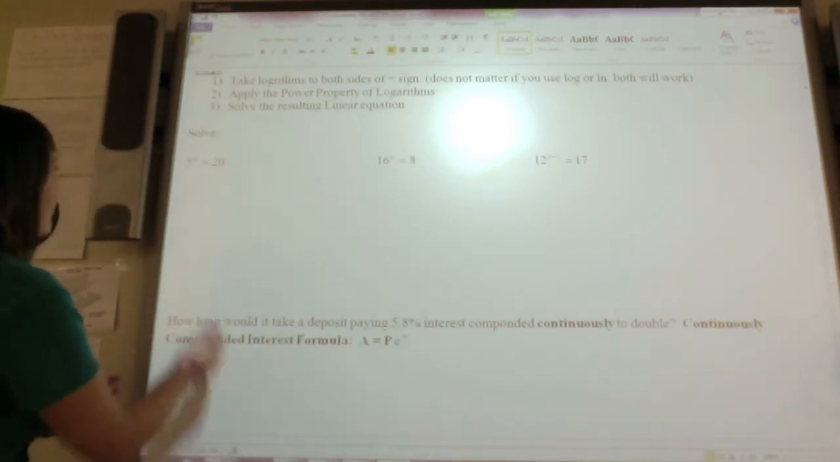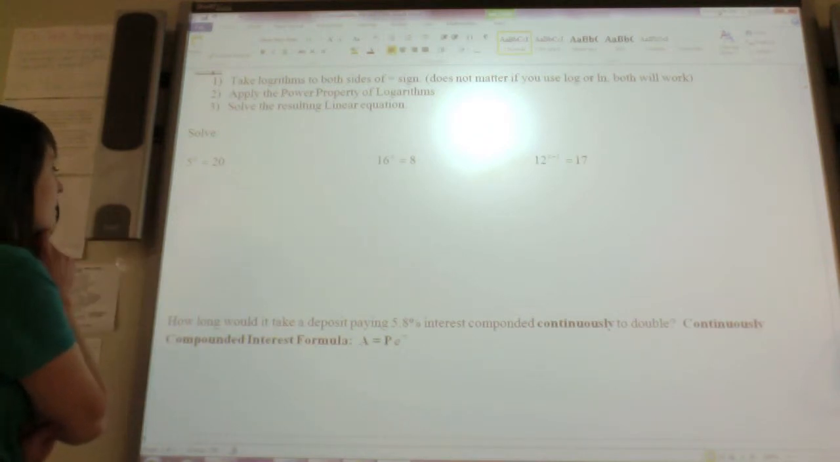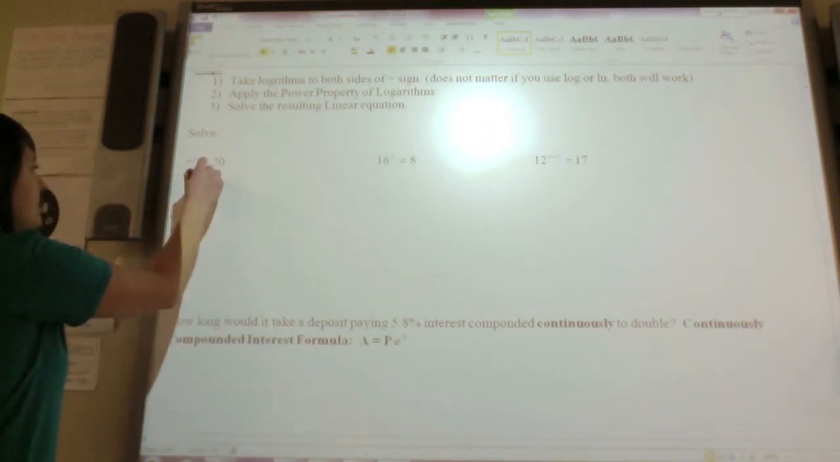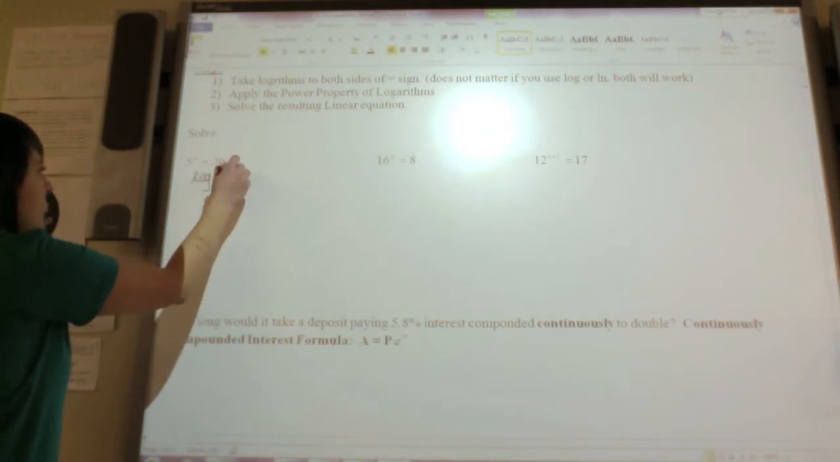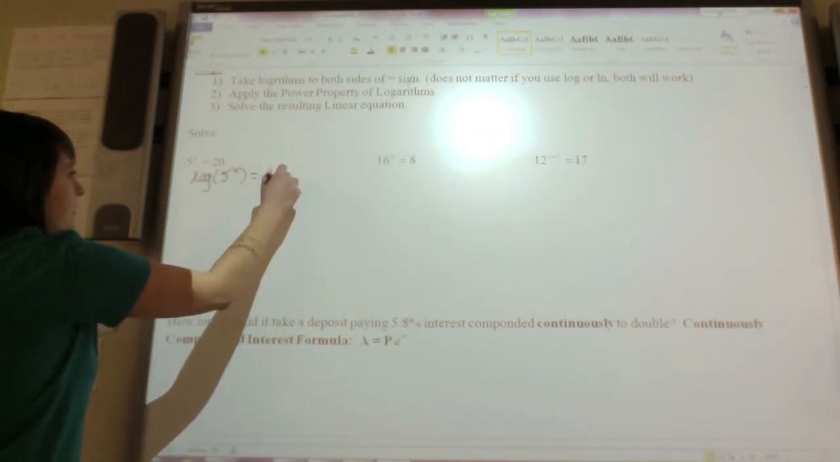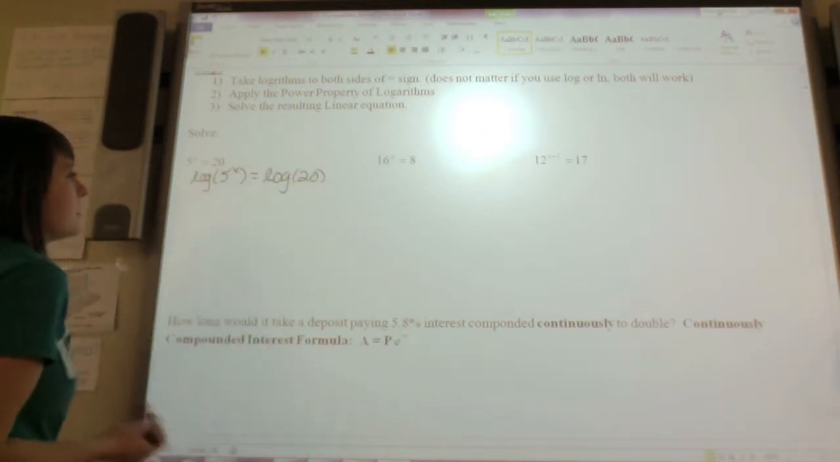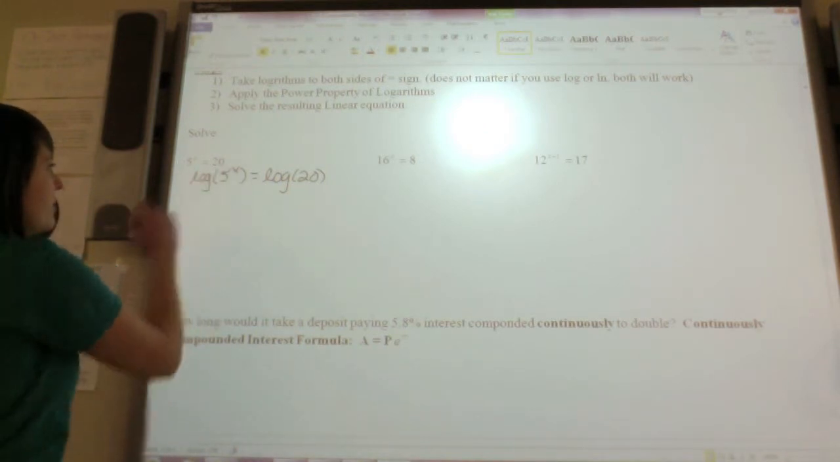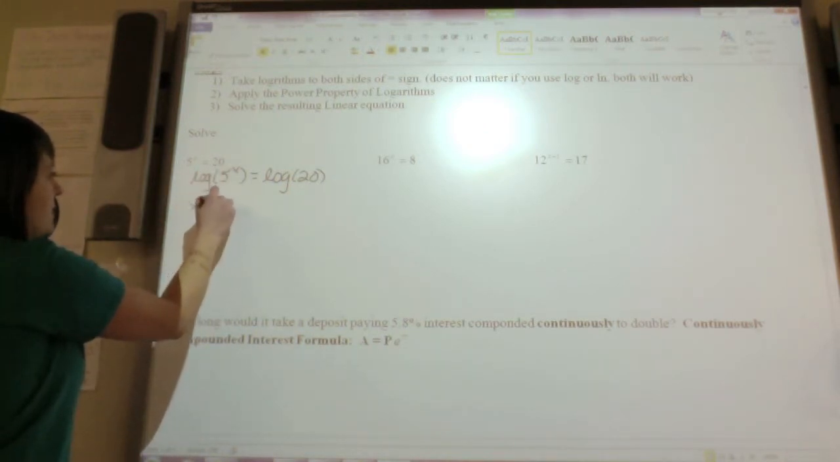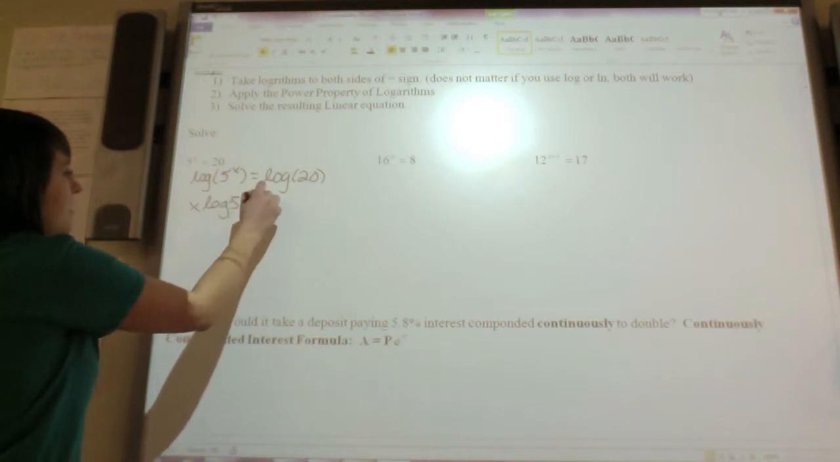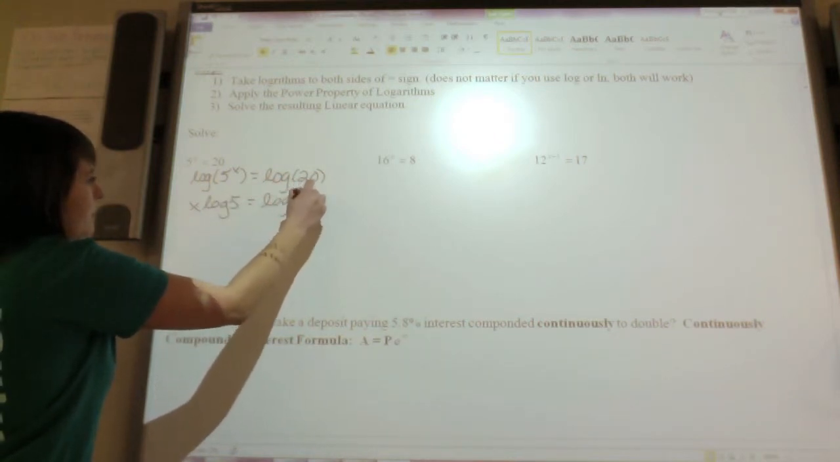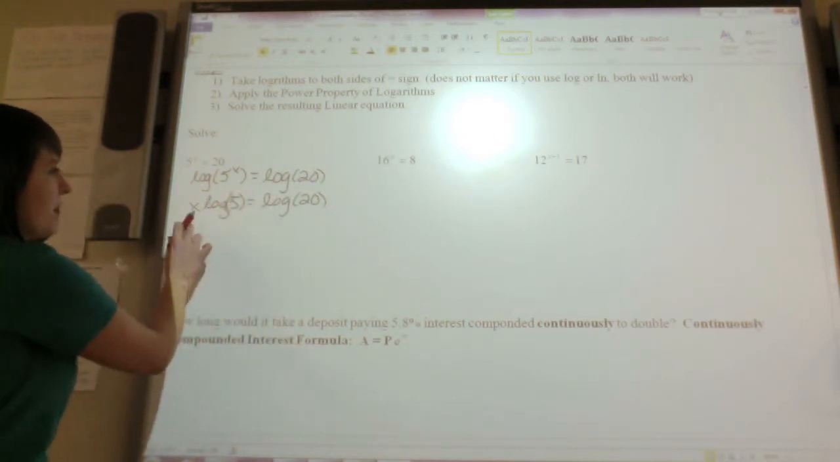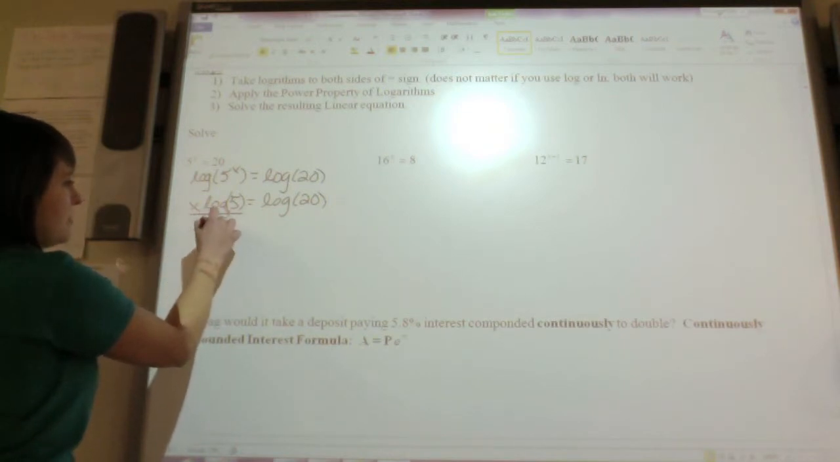The first one, I've got 5 to the x equals 20. So I'm going to start by taking the log of both sides. So I've got the log of 5 to the x equals the log of 20. Then I can use my power property to move this x down to the front. So I go x times the log of 5 equals the log of 20. Well, if I'm trying to get x by itself, I can divide both sides by the log of 5.